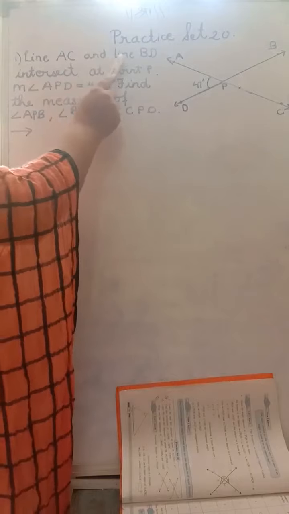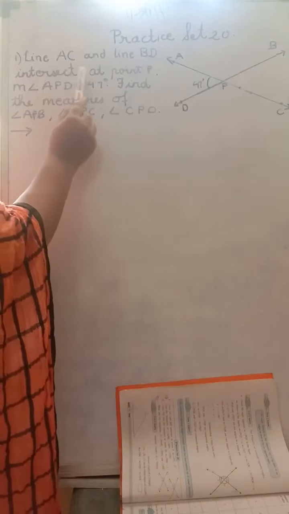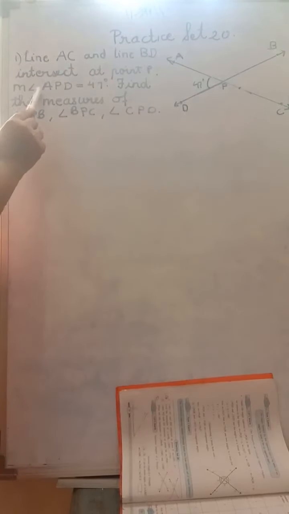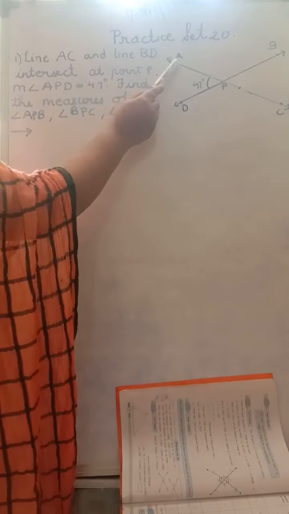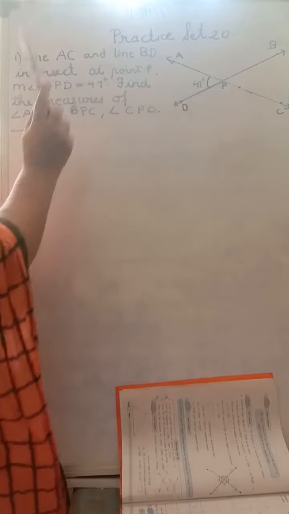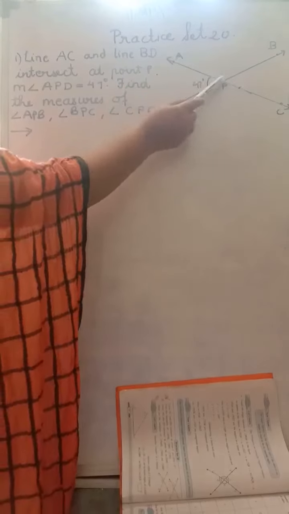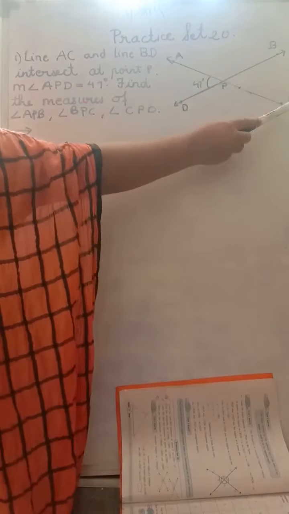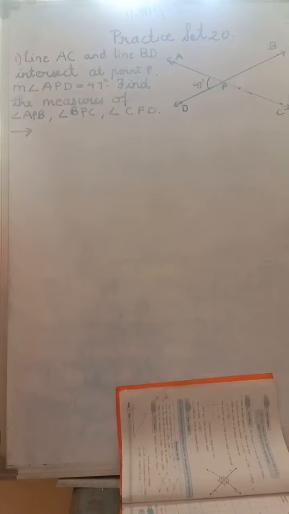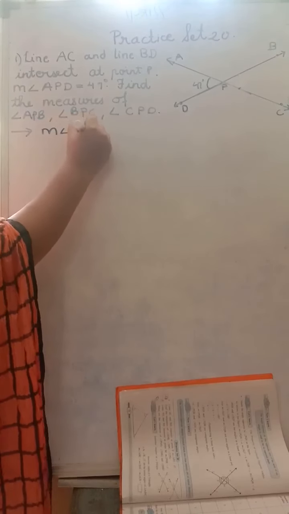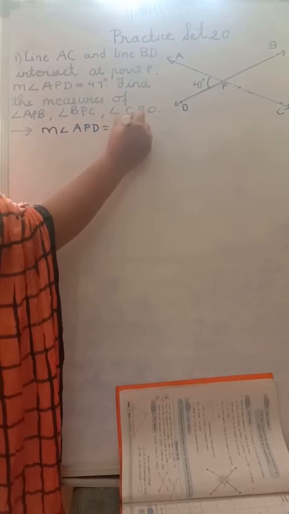Line AC and line BD. See, here is line AC and this is line BD. Intersect at point P. Measure angle APD is equal to 47 degrees. Measure angle APD, what is its measurement? 47 degrees. So we have to find the measure of angle APB, means this one, BPC and CPD. Okay. So first what is given, that we'll write. What is given? Measure angle APD is equal to 47 degrees.